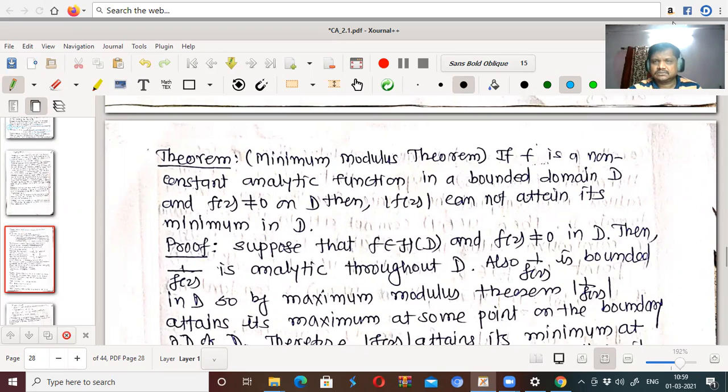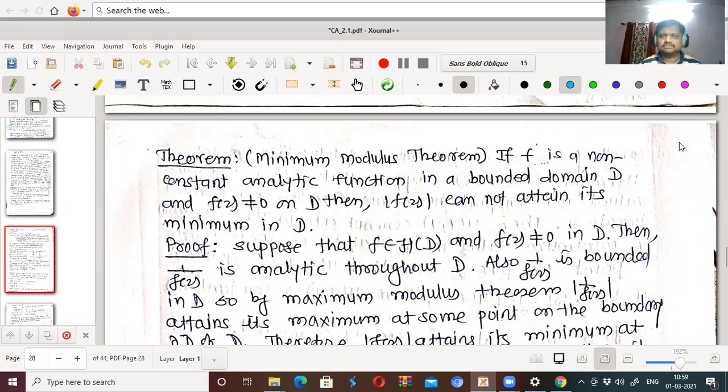In the last lecture we discussed the maximum modulus principle. What maximum modulus says is that if the function has a maximum modulus, then it should be on the boundary, not inside, and if its maximum value lies inside the boundary, then that function should be constant. That we have seen for the maximum modulus principle.